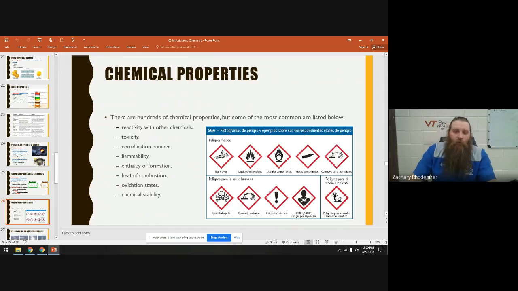One that is not as easy to figure out right away is the exclamation point. The exclamation point means that it will irritate the skin, okay? But the explosive one, pretty easy to figure out, right? The dangerous to the environment, which has a dead tree and a dead fish on it. Yeah, don't dump that down the sink, right? So chemical properties have to do with how they interact with other things. Physical properties are things that you can measure without changing the chemical itself, right?